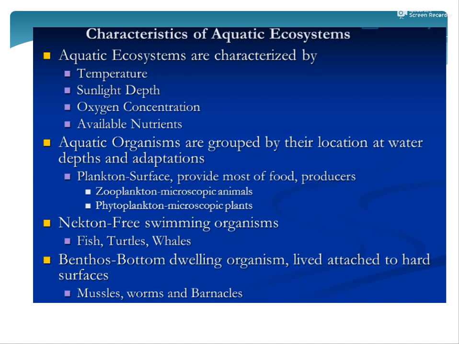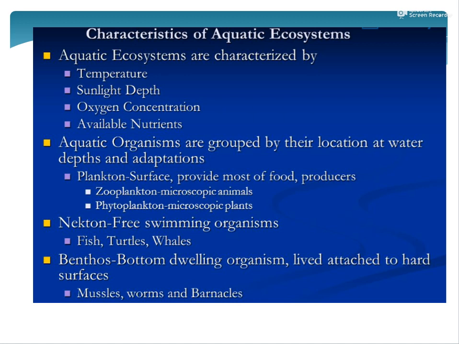And there are certain free swimming organisms within the aquatic ecosystem. We call them nekton. That is the term used for organisms which are free swimming in the ecosystem. They include fish, turtles, whales and so on. And sometimes there are bottom dwelling organisms, which are attached to hard surfaces. Those organisms we call benthos. For example, mussels, worms, barnacles and so on are bottom dwelling.